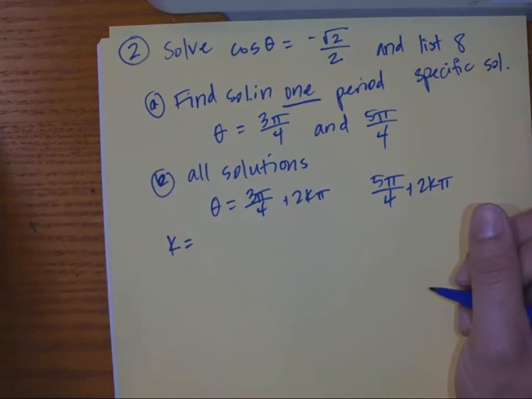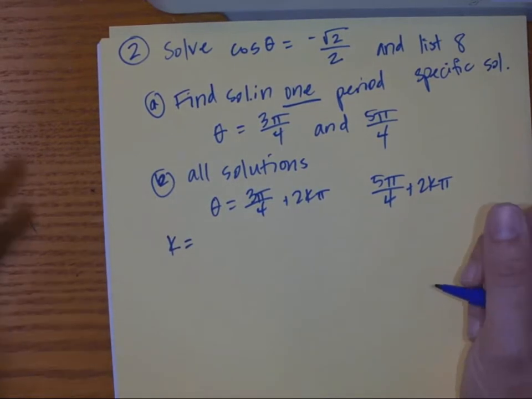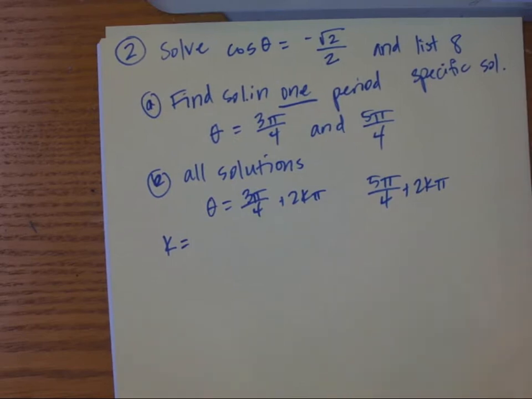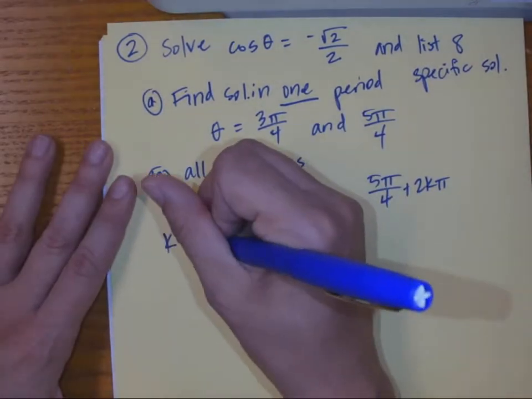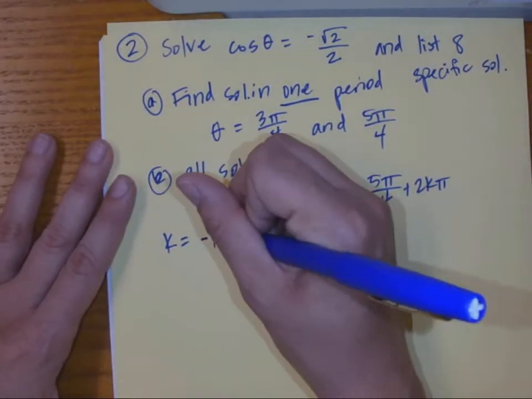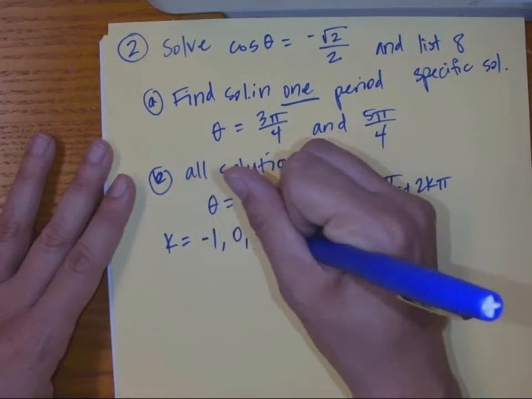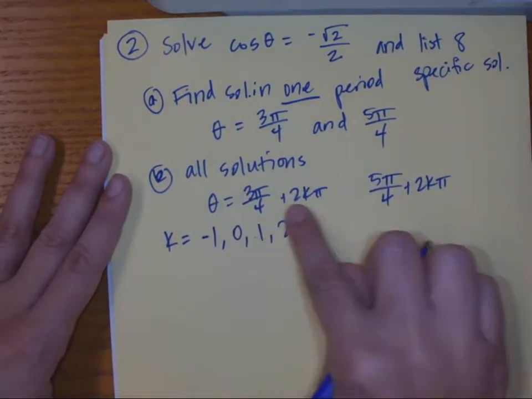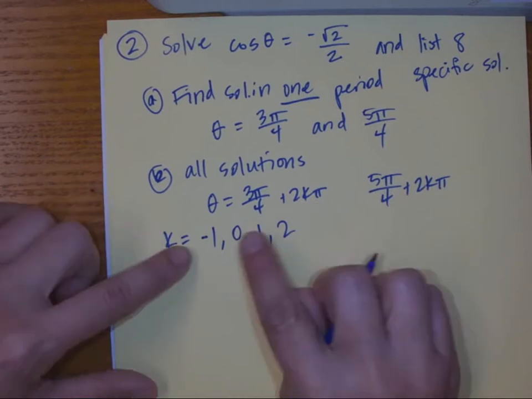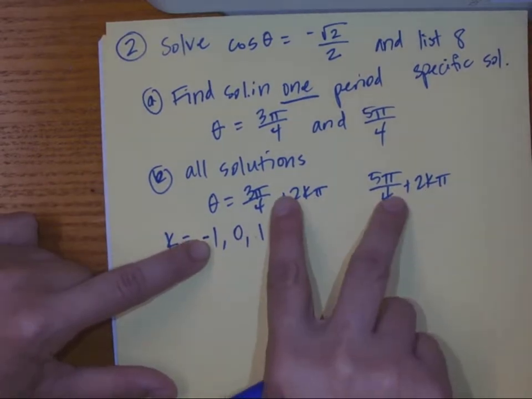You can pick any number here, again, because it only asks for 8 solutions. You could technically pick 100, 101, 102, and 103. I'm just going to keep it simple. So I'm going to do negative 1, 0, 1, and 2. So those 4 numbers will give me 8 solutions here, because when I plug in negative 1 here, negative 1 here, I get 2 answers.